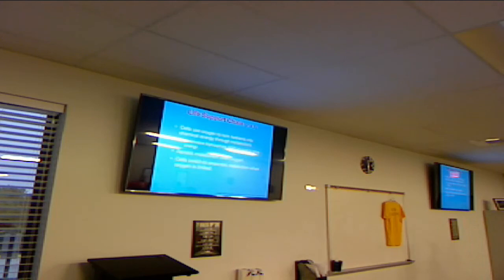So your cells use oxygen to turn nutrients into chemical energy through metabolism. You have adenosine triphosphate, or ATP, which is used to store energy throughout the body. Oh, I was getting ahead of myself. Your aerobic metabolism is what uses the oxygen, and cells switch to anaerobic metabolism whenever the oxygen is limited or not there.